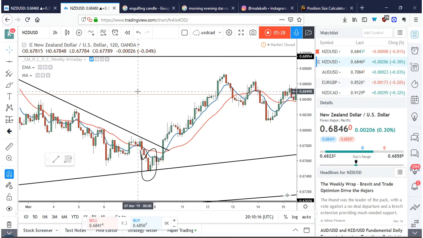I only look for two candlestick patterns when I'm trading this strategy. So when price reacts to your trend line or your support and resistance, you want to go into your entry time frame. This one's a 2 hour, and see how it reacts. You want to look for these three candles in this pattern.